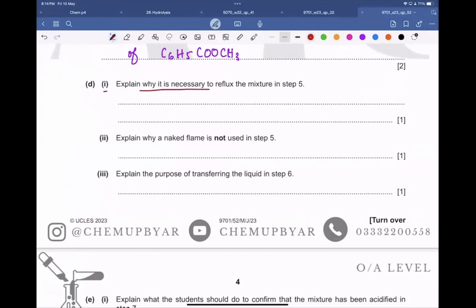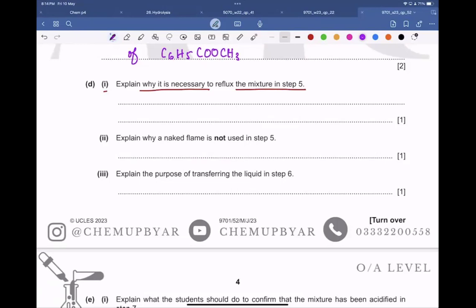D1, explain why it is necessary to reflux the mixture in step 5. Okay, why do we do the reflux? Why do we put the reflux setup? So it means we are going to heat it, and the purpose of heating is to increase the rate of reaction. Heating under reflux means that we are preventing the loss of any substances which have lower boiling points.